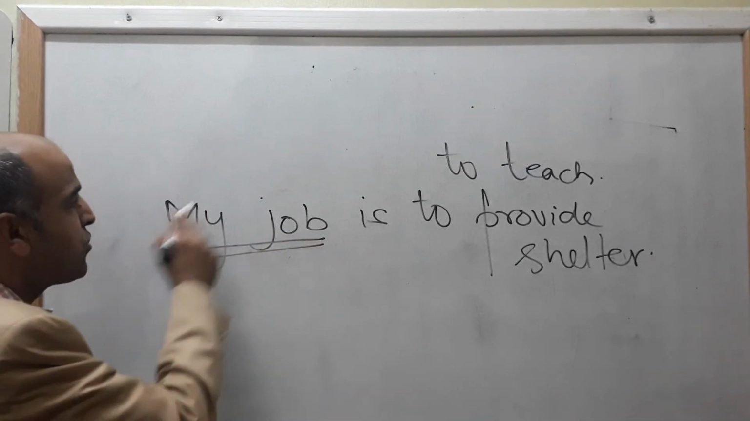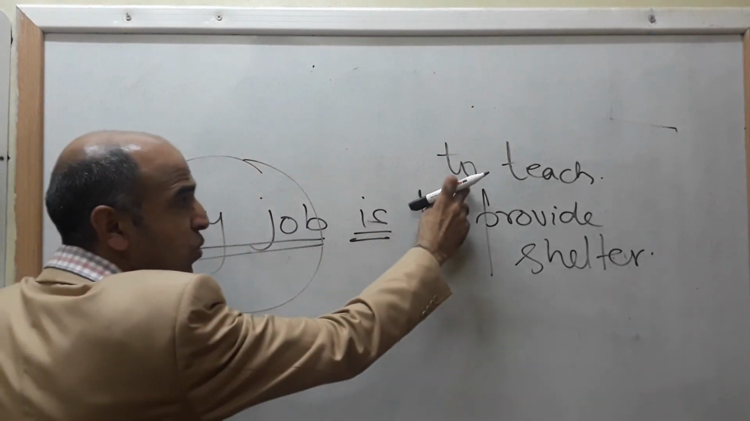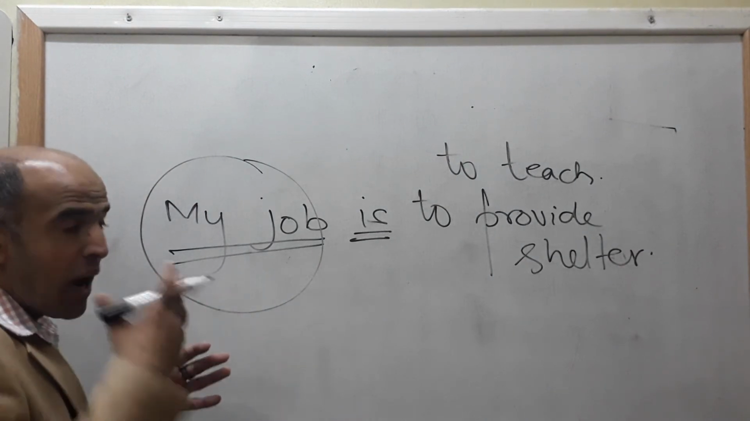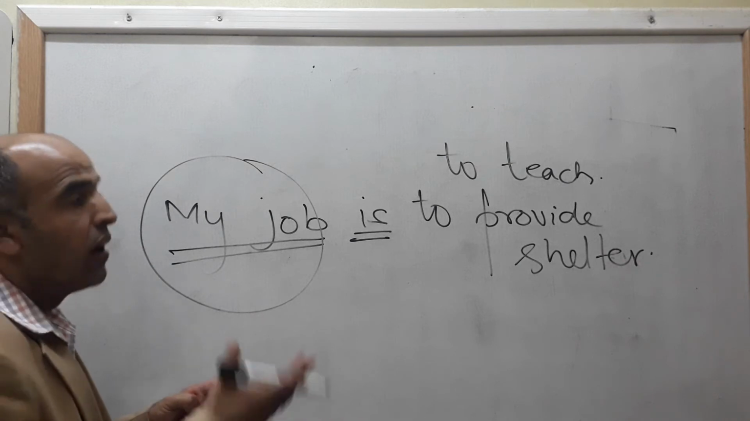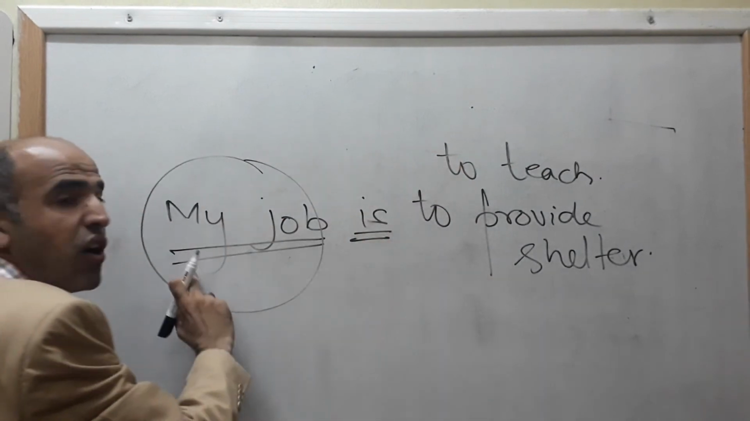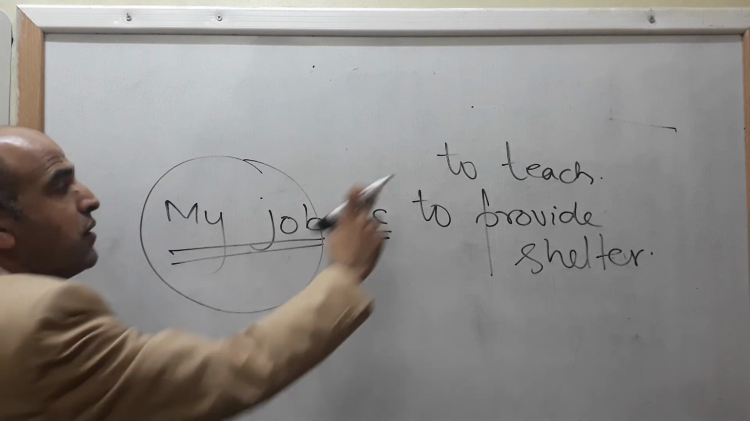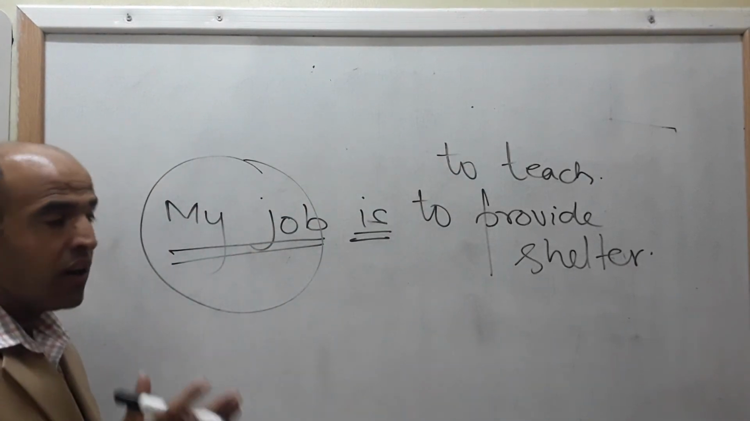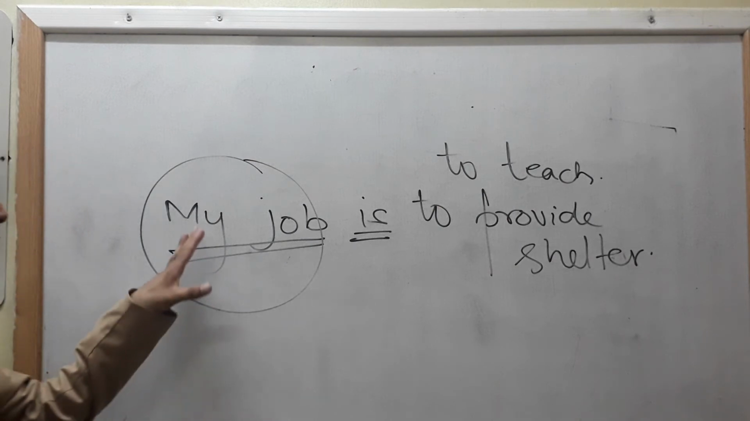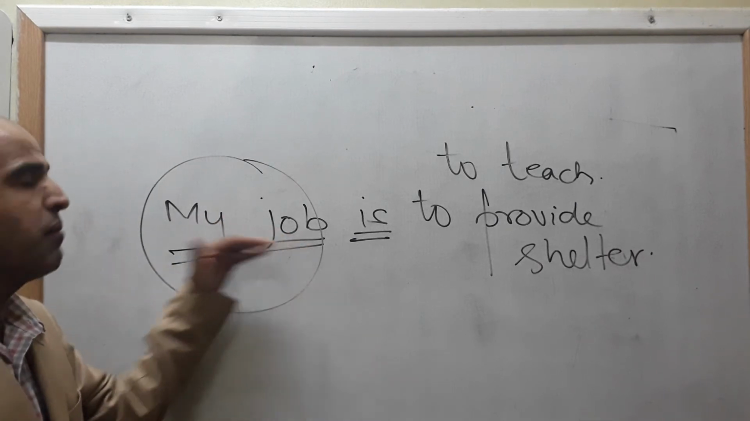Now, what is your job? Teaching. Now, this is your subject we are talking about. Clear? This is your helping verb. This is your subject complement. Because this to teach, to provide shelter, is your infinitive, but it is providing additional information about your subject. As I told you earlier, your subject complement is a group of words that modifies your subject, that renames your subject. Look, here your subject is my job. Clear? My job is your subject.